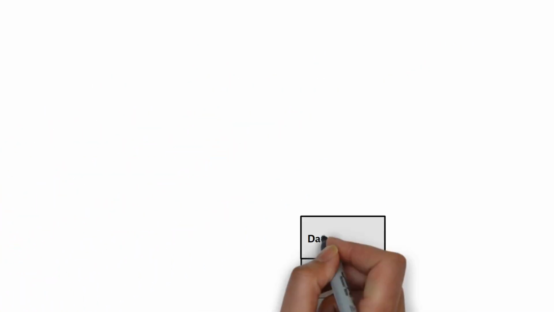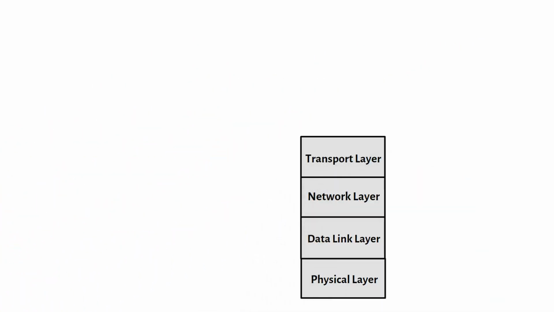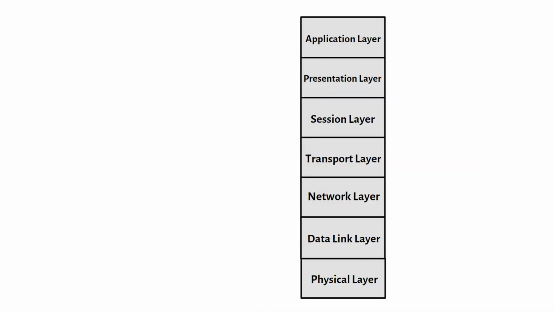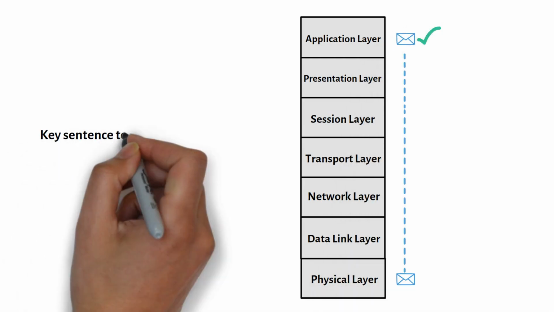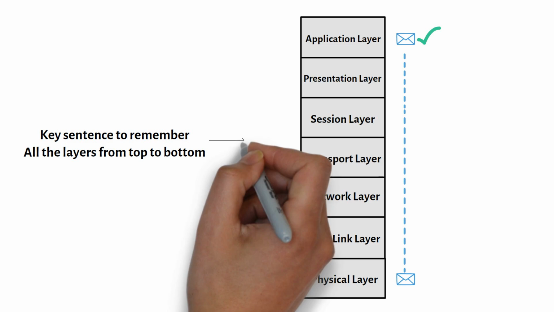And that's the OSI model. Each layer plays a crucial role in ensuring data moves smoothly and securely from one device to another. Next time something goes wrong with your network, remember how these layers work together to get the job done.